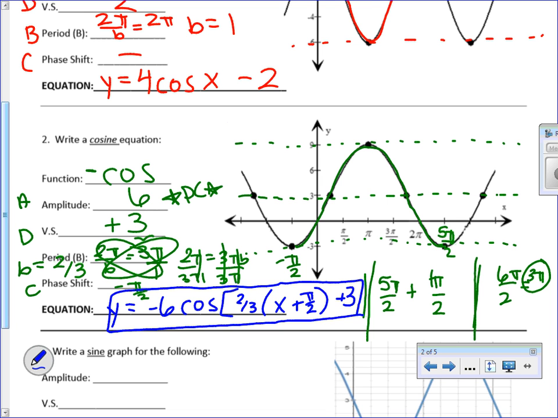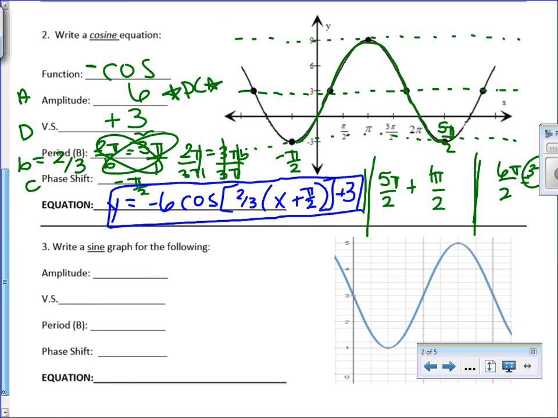Yes? Did you forget the second bracket? I did. Thanks. Yes, John. So the vertical shift is wherever the middle of your graph is. Yes. Any other questions on this specific problem? Okay, so now let's go write a sine graph.